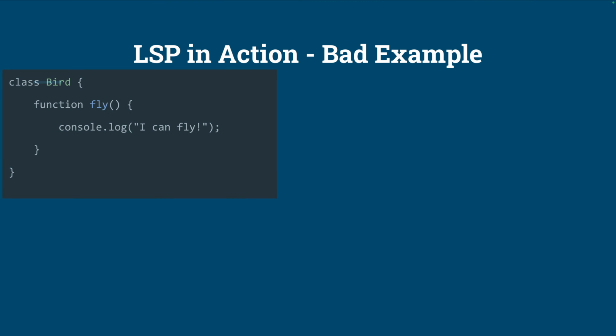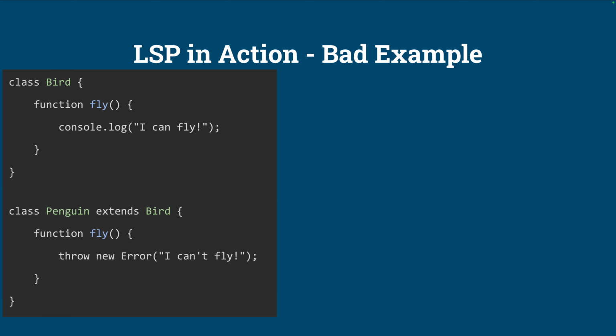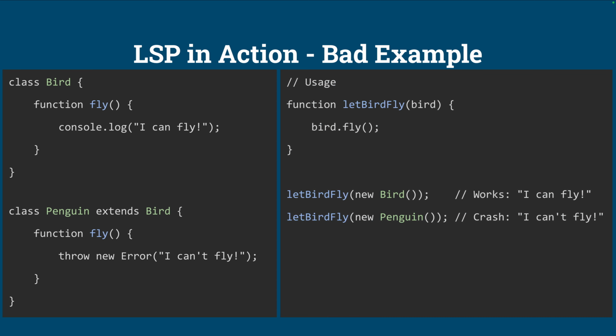Here's the code. We've got a bird class and it has a fly function that prints "I can fly." Then we make a subclass called penguin. But since penguins can't fly, this class overrides the fly function and throws an error instead. Now check out this part. We have a function called letBirdFly. It takes a bird, any bird, and just calls fly. Everything works fine when we pass in a regular bird. But as soon as we pass in a penguin, the whole thing crashes. That's a clear violation of LSP.